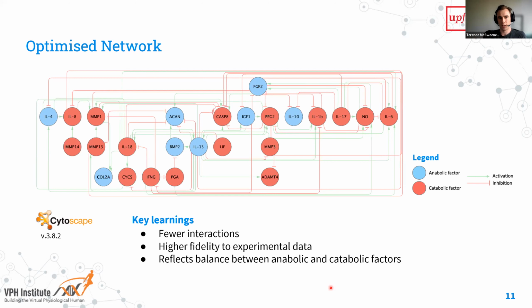And also, in the case of osteoarthritis, we're looking at the balance between anabolic and catabolic factors, which is obviously particularly relevant to the pathoetiology of that condition.